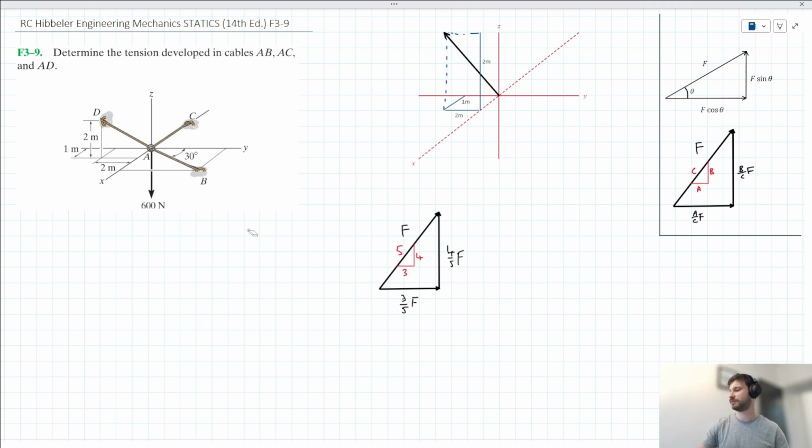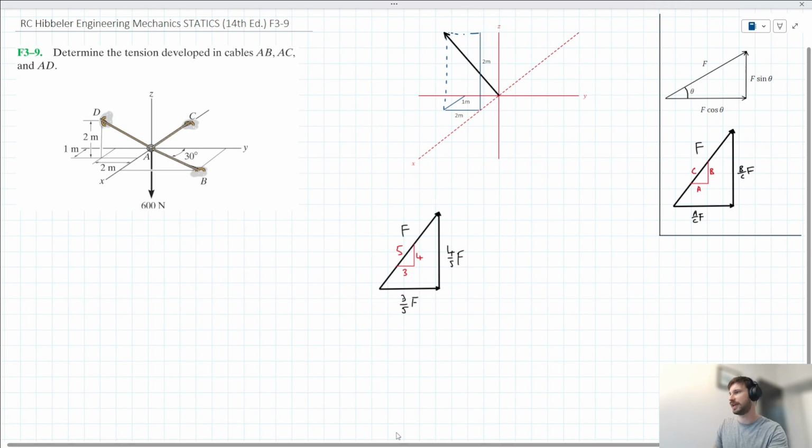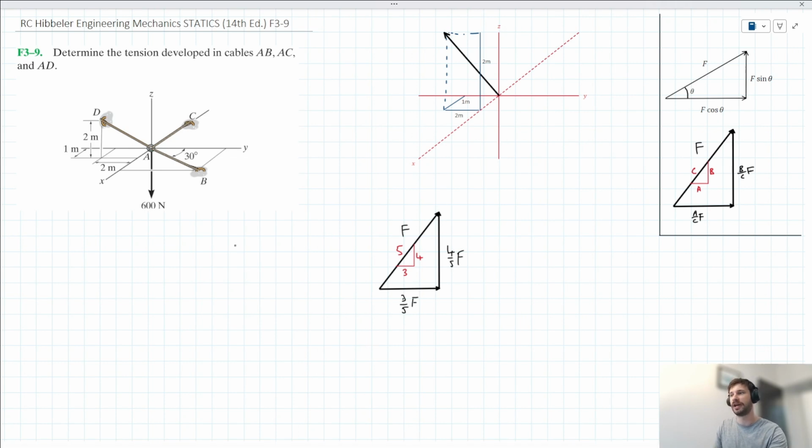We have this problem from chapter 3, which is asking us to determine the tension developed in cables AB, AC and AD. This is a similar problem to F3-7 and F3-8, which I've done tutorials for earlier. If working in 3D space like this is new to you, I'd suggest having a look at those previous tutorials. Anyway, we're working in 3D space here.